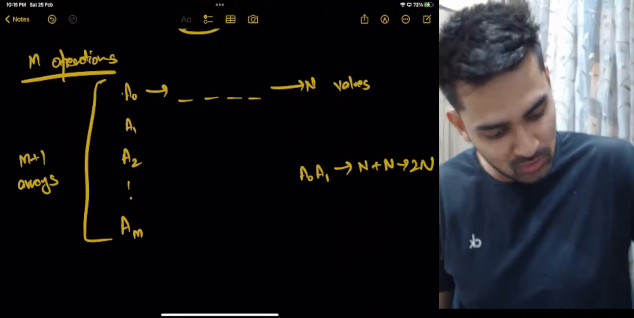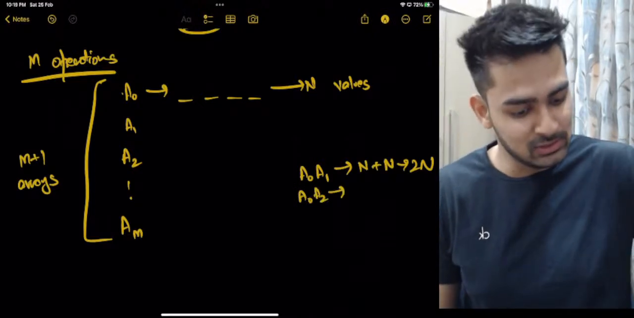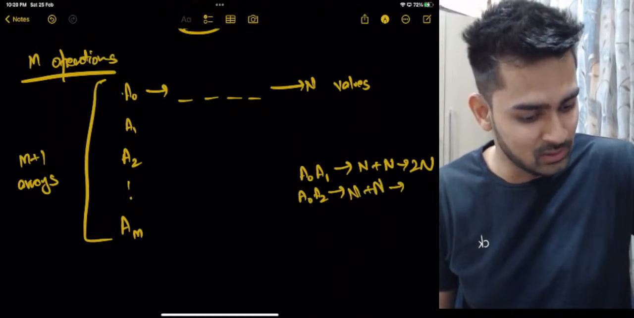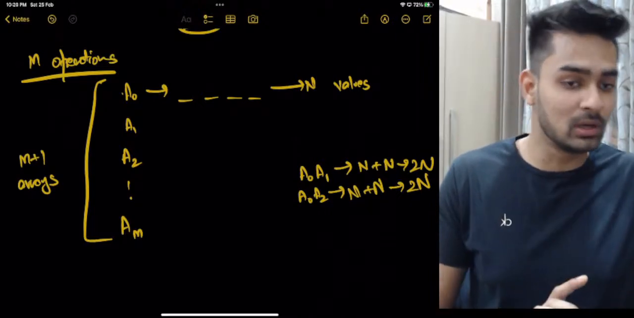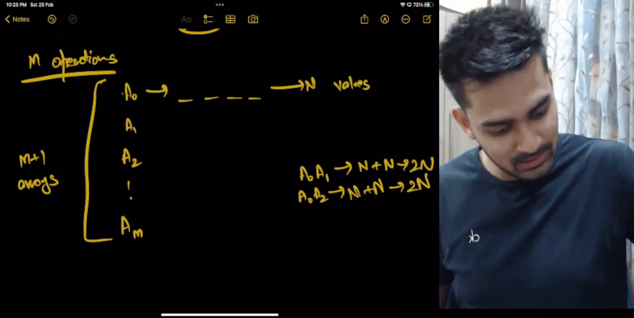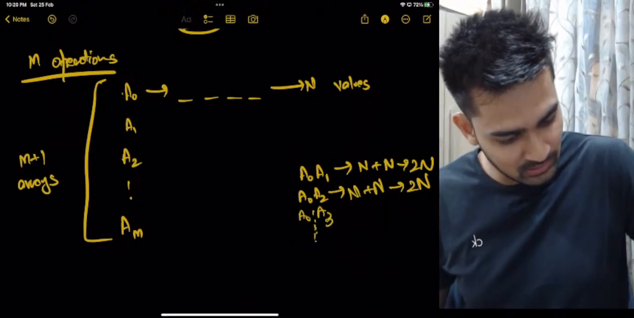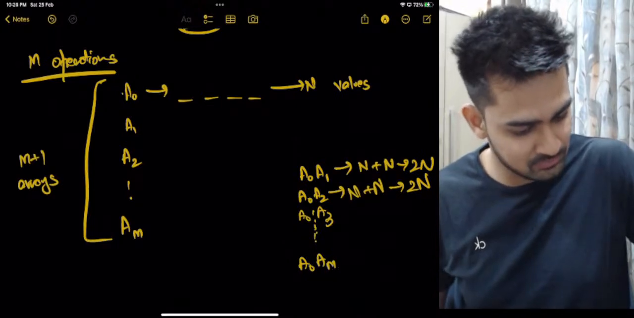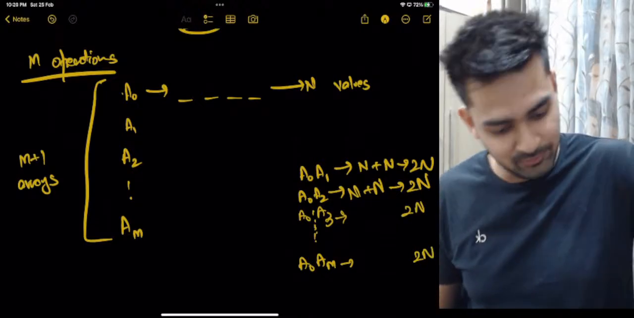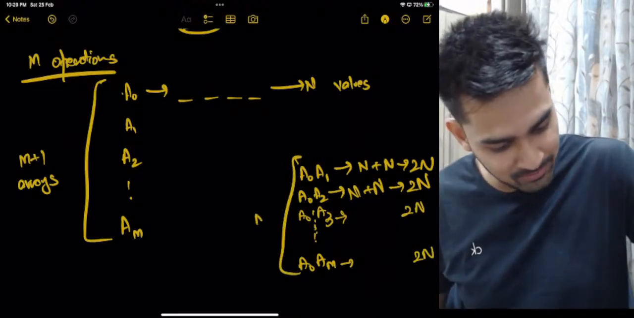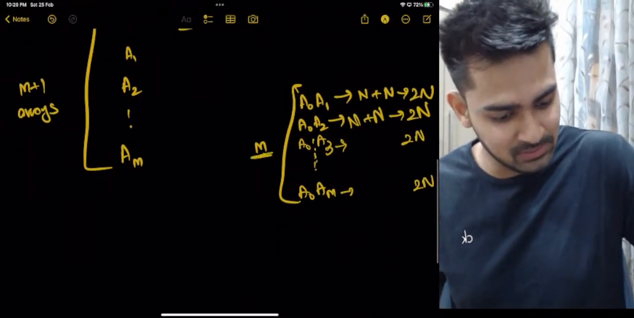Similarly, we will also have a pair of a0, a2. Again, a0 has n values, a2 has n values. In total they have 2n values. I'm not counting the distinct values, I'm only counting the total number of values. Similarly, I will have a0, a3, so on till a0, am. Every one of these will have 2n values. So these are m times 2n.